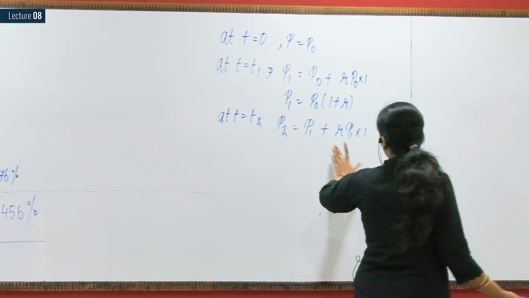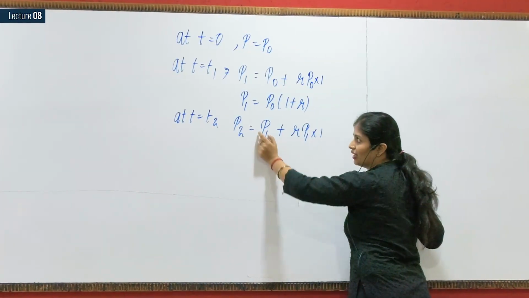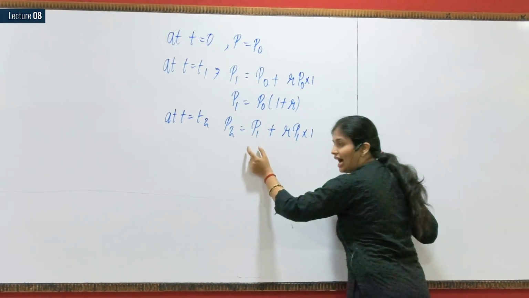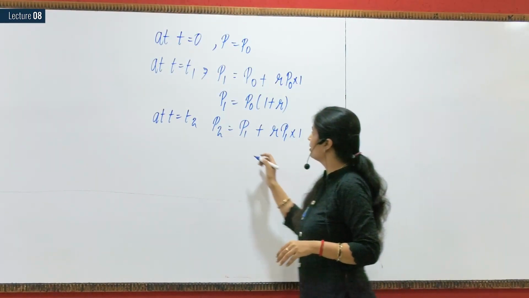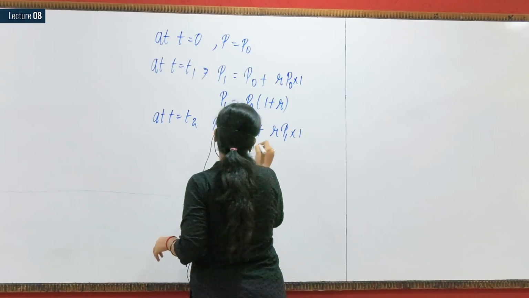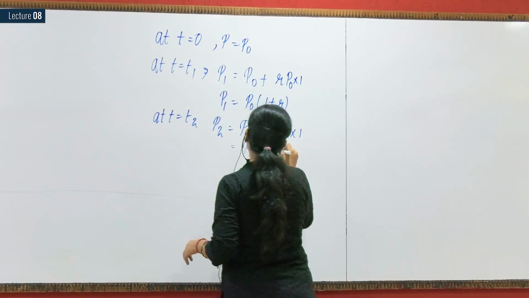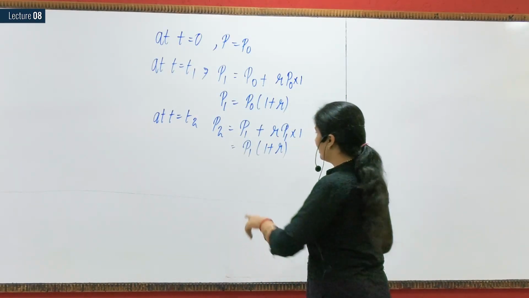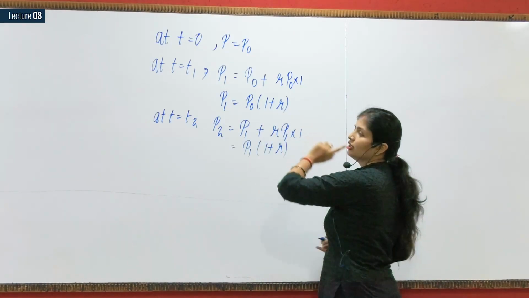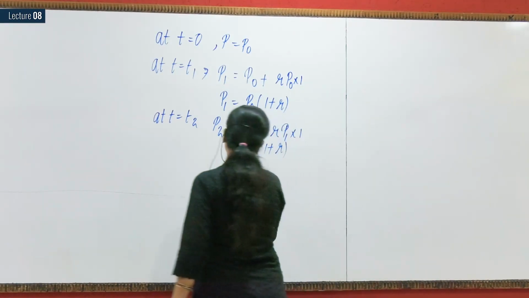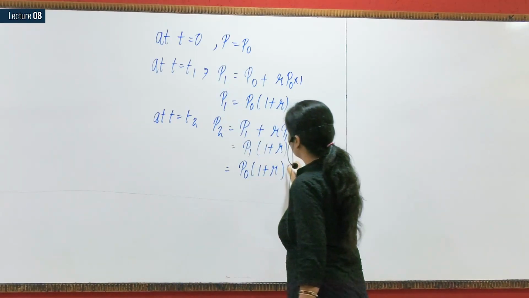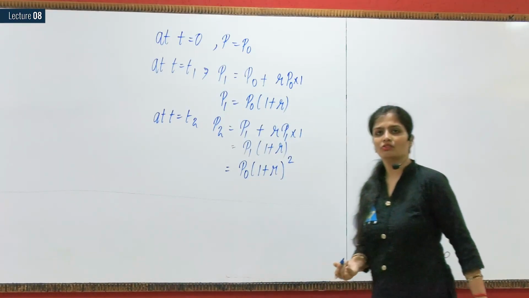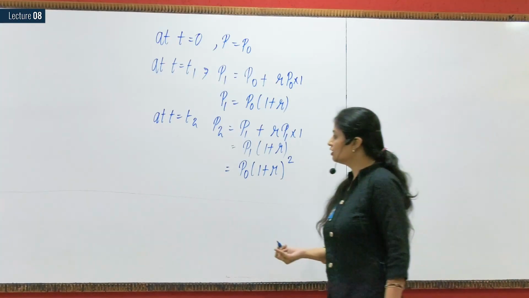So what will happen? You will calculate this P1, but you will add R times P1 also. So this will become how much? It will become P1 into 1 plus R. And what will you write in place of P1? You will write P naught into 1 plus R. So this will be P naught into 1 plus R into 1 plus R, which makes P naught into 1 plus R square.